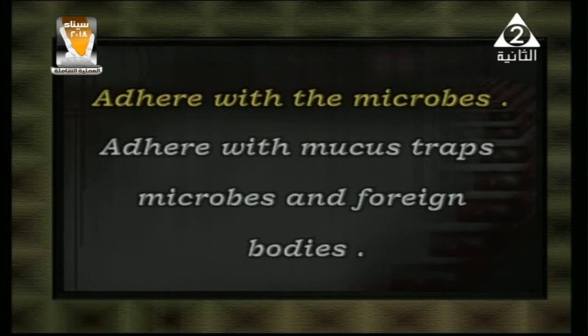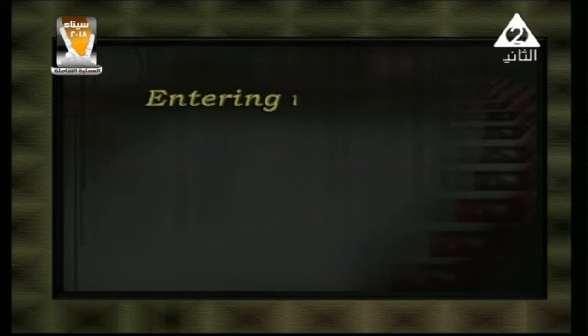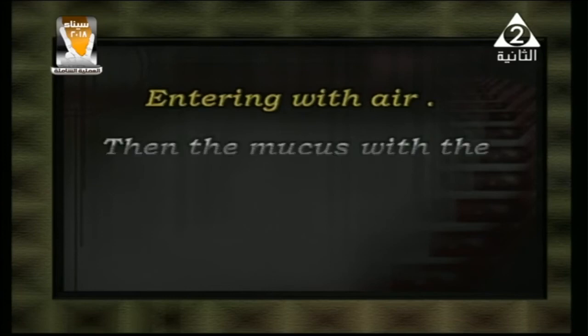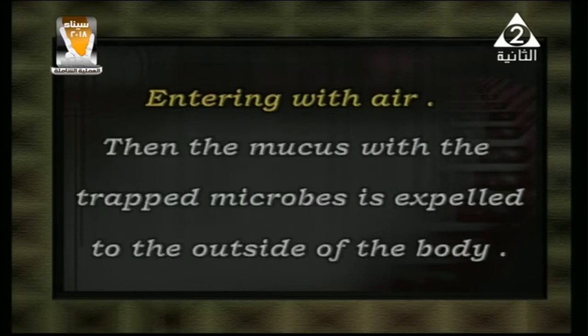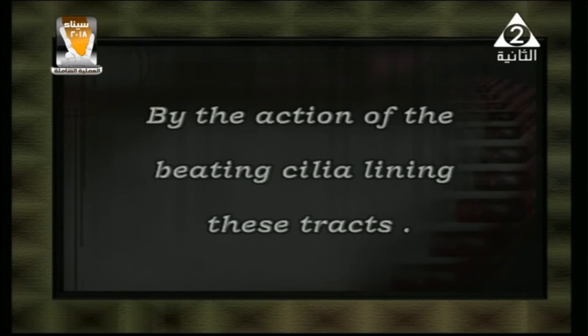The mucus adheres to them, trapping the microbes and foreign bodies and also preventing them from entering with the air. Then the mucus with the trapped microbes is expelled. They are released to the outside of the body by the action of the beating cilia lining these tracts.